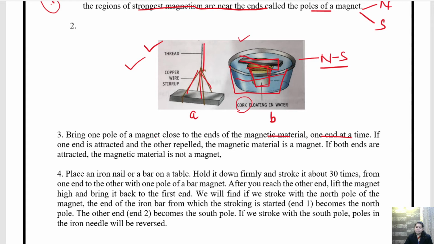If one end is attracted and the other repelled, the magnetic material is a magnet. If both ends are attracted, the magnetic material is not a magnet. I am explaining it to you, children, just a moment.